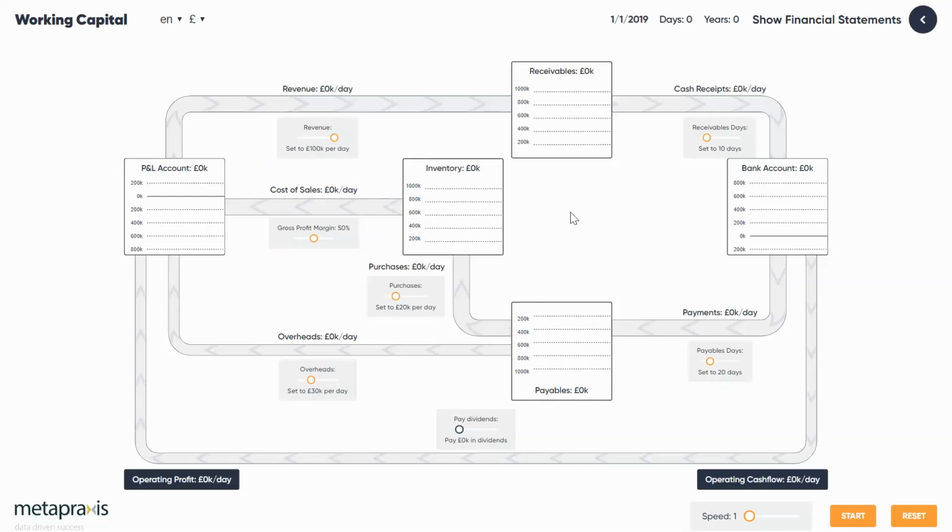And we're told that the target cost of sales is 65,000 per day, which then means that the gross profit each day is 35,000. So 35,000 as a percent of 100,000 is 35%. So let's adjust the gross profit margin to 35%. We're then told that receivables days and payables days should each be 7 days. So let's adjust these.